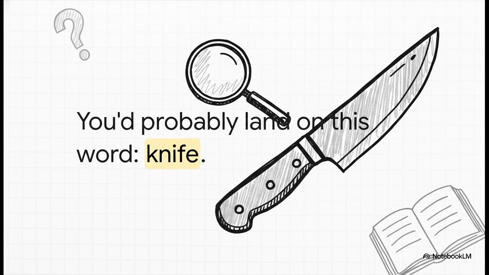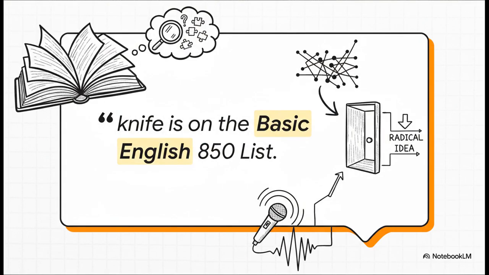But, and this is the cool part, there's something really special about this specific word that kind of unlocks a whole fascinating story about how we communicate. And here's the thing that got me started down this rabbit hole. I was looking it up, and I found this one little line in the Simple English Wiktionary. It just said, "Knife is on the Basic English 850 list." And I was like, wait, what is that? The Basic English 850 list. Turns out that one sentence is the key to a really radical, kind of wild idea about language.